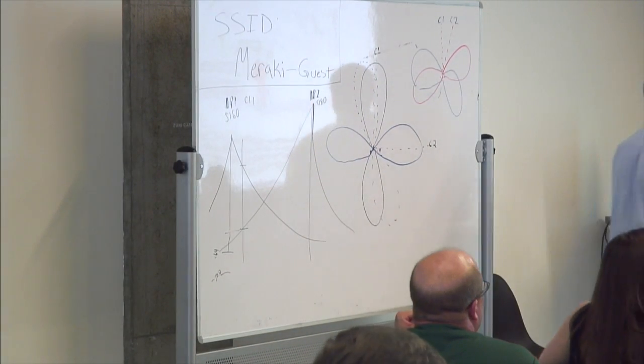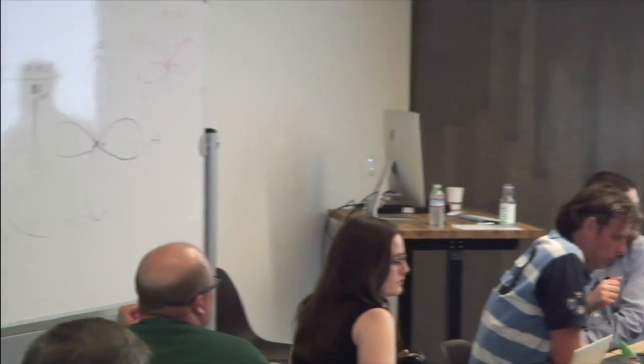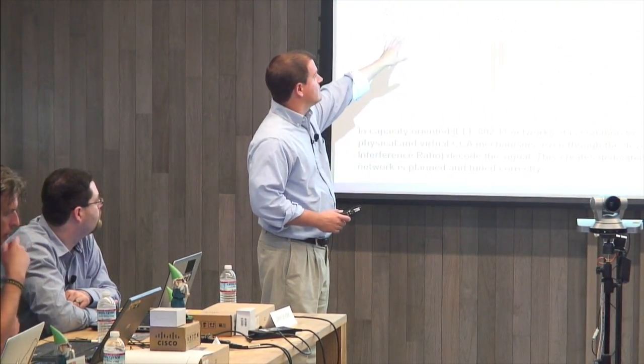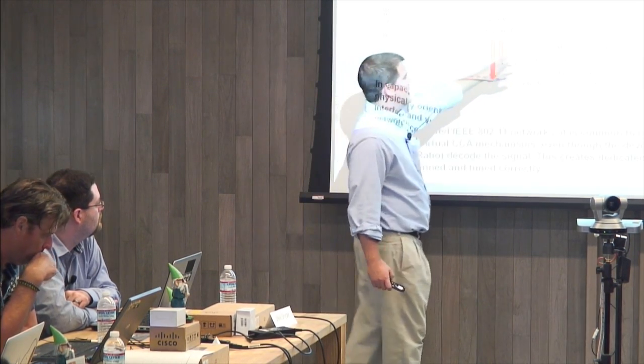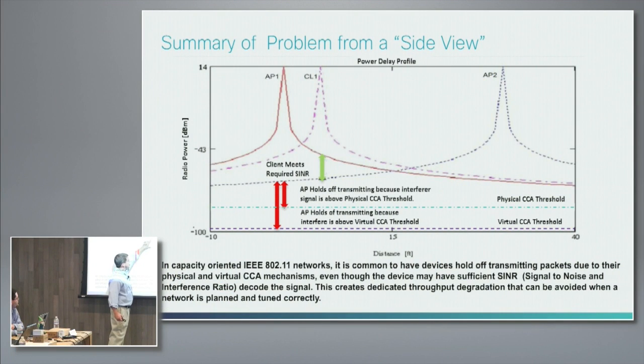So I tried to draw this in a better, more orderly way up here. We have AP1 with its transmit profile and AP2 with its transmit profile. And again, the client here has enough signal to interference ratio to decode the packet. However, the AP2 signal is above the physical CCA threshold that it would actually have to check before it transmits, and the virtual CCA threshold. So it's a problem. We could have got that packet out, and we're not doing it.